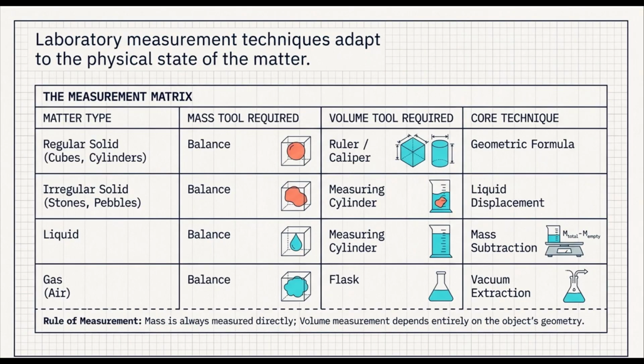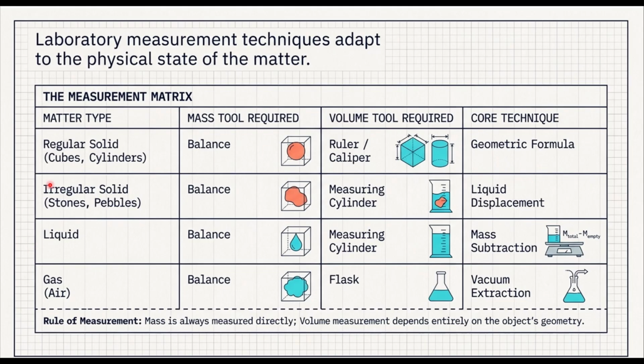Now let's see the laboratory equipment. Okay, so there will be different equipment in a laboratory, right? Let's see the type. If the material is a regular solid like cubes, cylinders, etc., the mass tool will be a balance. And what about the volume? You can use a ruler or caliper. And we'll be using geometrical formulas to find the values needed, right?